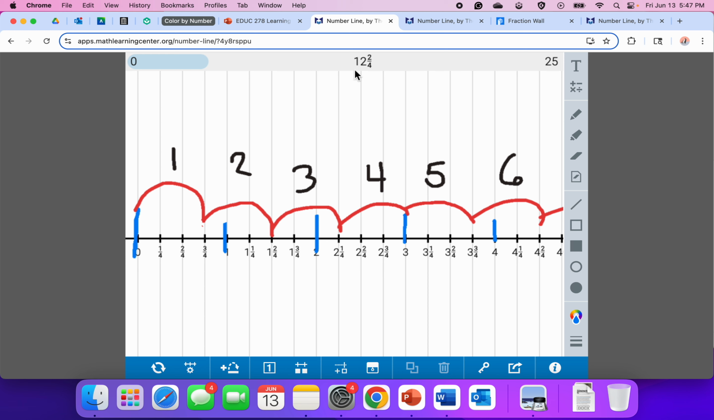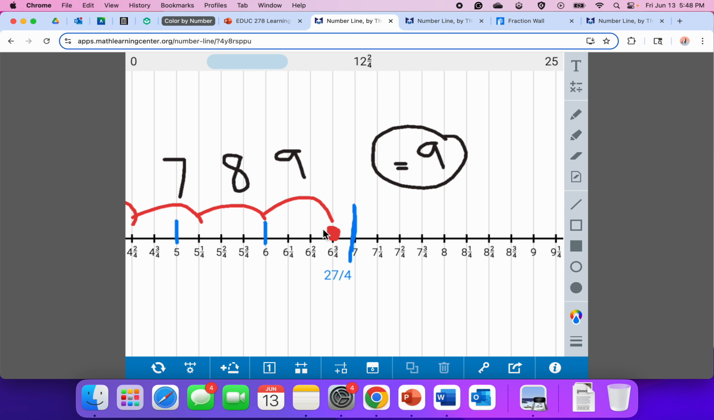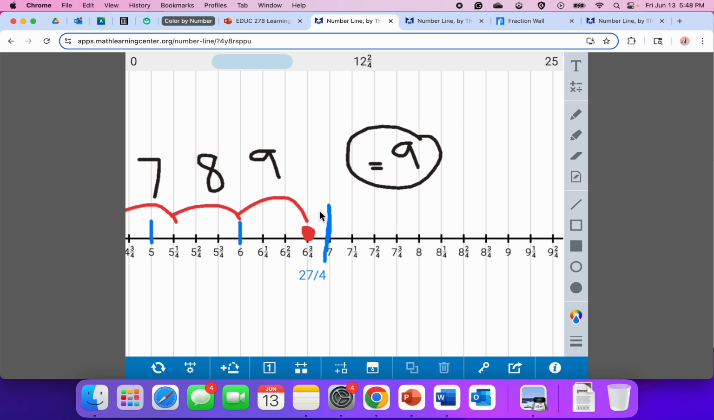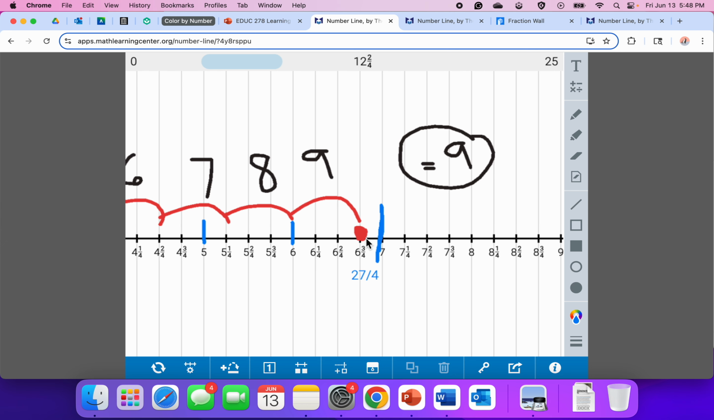So I'll go over to this tab. So this is how I set it up. I started by marking 0 and then 7 because 27 fourths is almost 7. And then I marked 6 3/4, which is the same as 27 fourths. That's why that's there. So then from there, I started counting back 3/4.